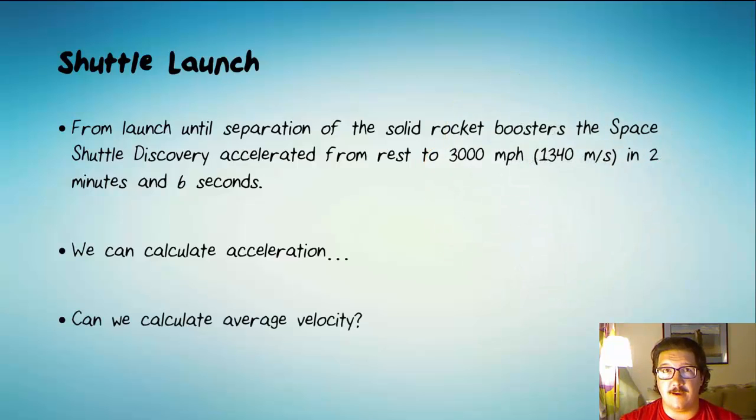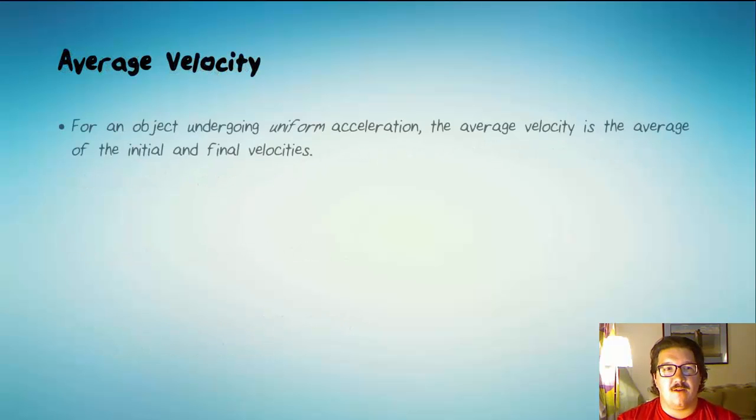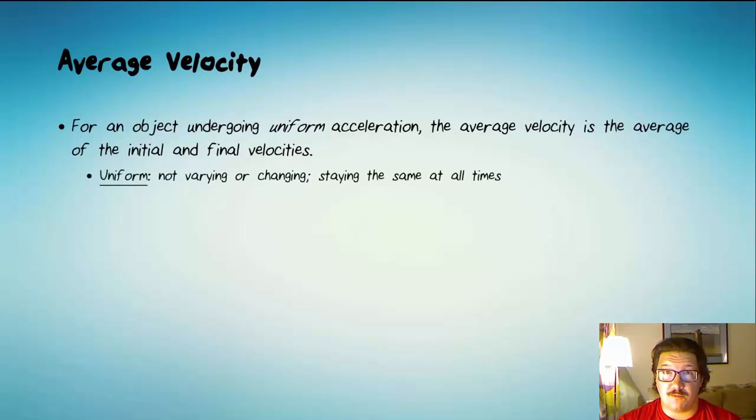Well, v bar equals d over t, and we have the time, but we don't really know the displacement. And maybe we can go back to the video and look at the data and see, but we're not going to do that. There's another easier way for us to calculate the average velocity. For an object undergoing uniform acceleration, the average velocity is the average of the initial and final velocities, literally, the average. Uniform means not varying or changing, staying the same at all times. So if something is accelerating at a constant rate, we can calculate the average velocity in this way.